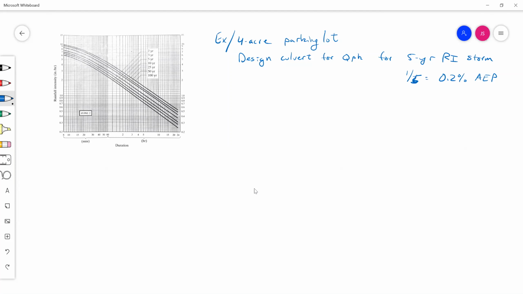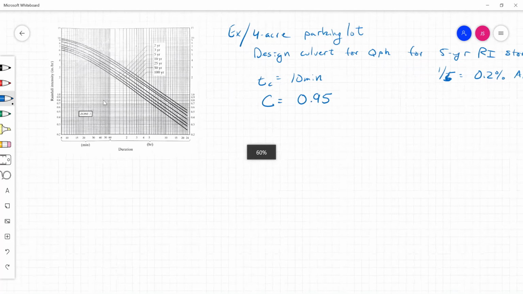In this example in the book, it doesn't give you the time of concentration, you have to calculate it, but I will just give it to you. Time of concentration is equal to 10 minutes, pretty fast, right? It's a 4-acre parking lot, and we're going to do overland flow. And if you look at a table, asphalt parking lots might have some infiltration somewhere, so we're going to give it a runoff coefficient of 0.95. So how do we do this problem?